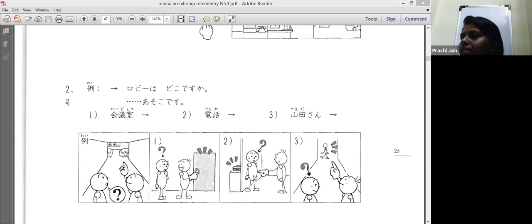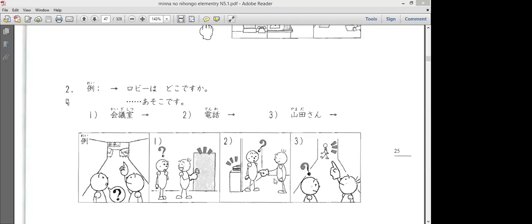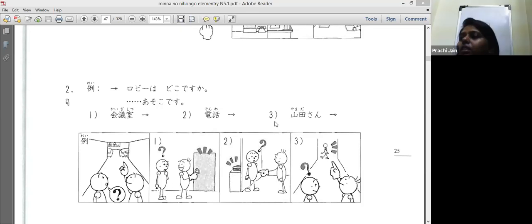Then in the second one, it's denwa. Denwa is phone. Ask the question. Denwa wa doko desu ka? Soko desu. Right, soko desu.